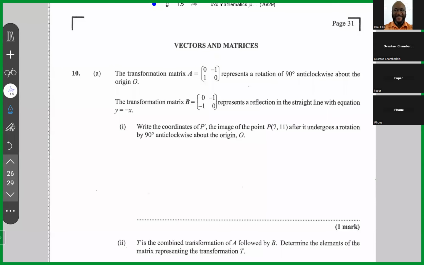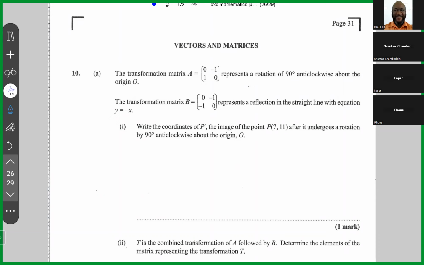Question 10, we're told that the transformation matrix A, which is 0, -1, 1, 0, represents a rotation of 90 degrees anticlockwise about the origin. The transformation B, which is 0, -1, -1, 0, represents a reflection in the straight line with equation y equal to -x.